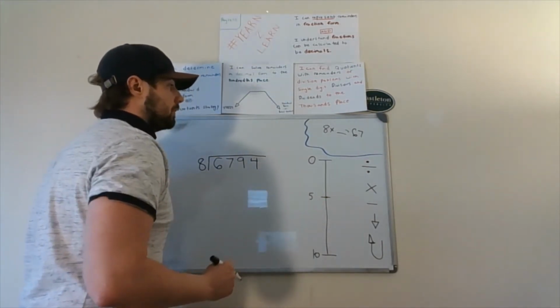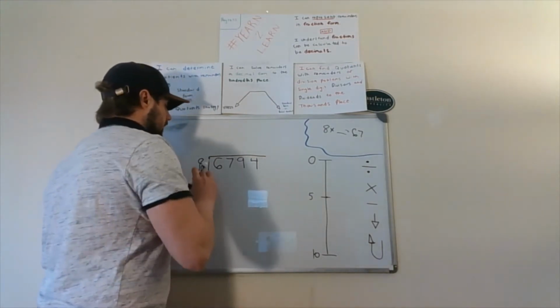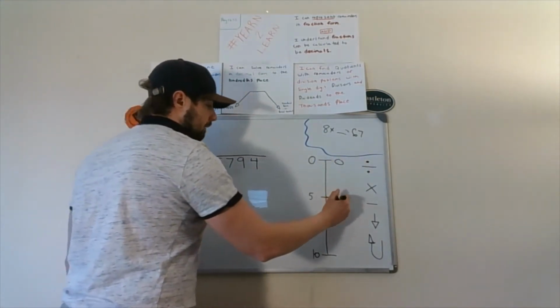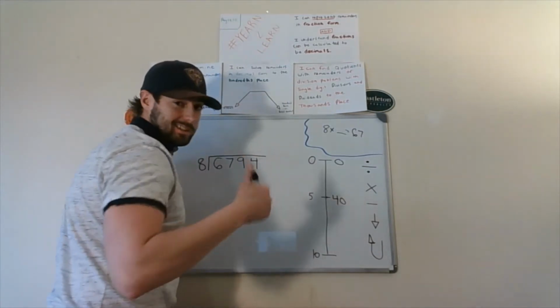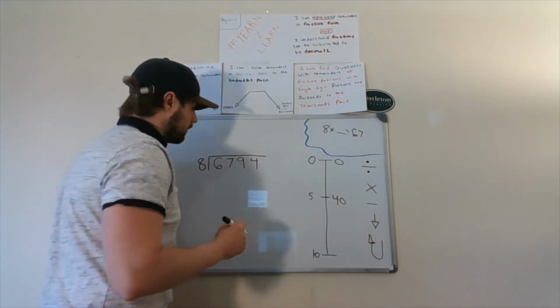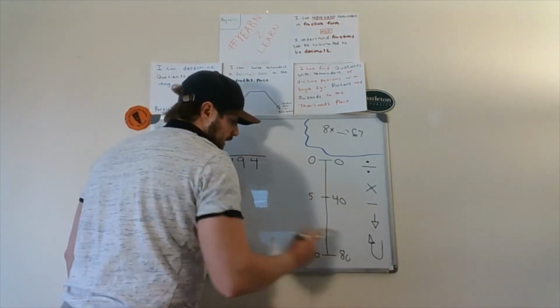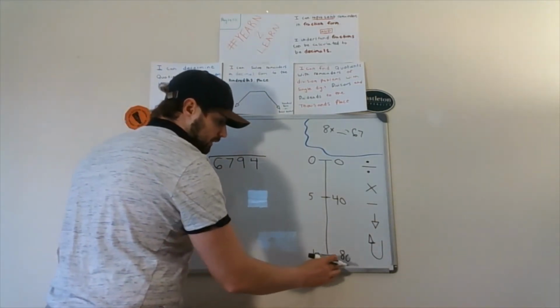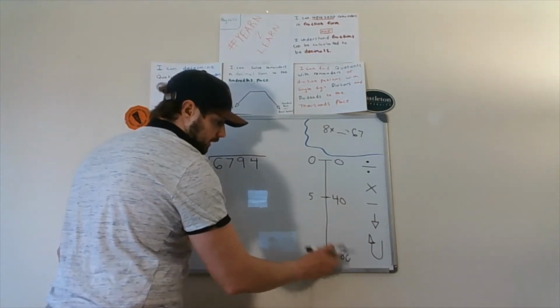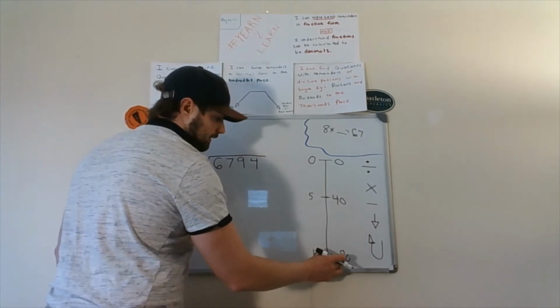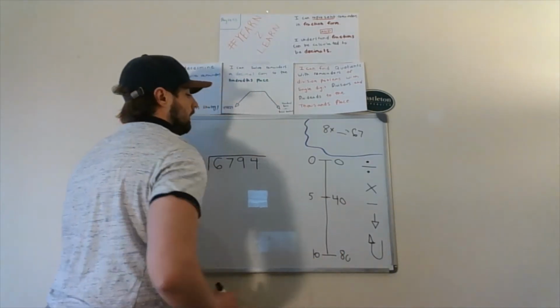Let's jump to the tape measure. I know that 8 times 0 is going to give us 0. I know 8 times 5 is going to give me 40 because I can skip count by 5s and I know my 5s real well. I know that 8 times 10 is going to give me 80 because 8 times 1 is 8, and 8 times 1 gives me itself. I tack on that 0, 80.